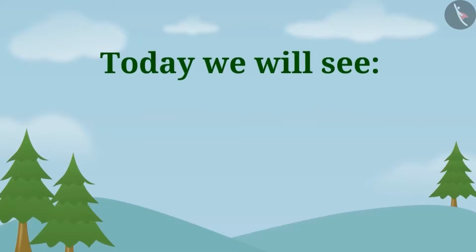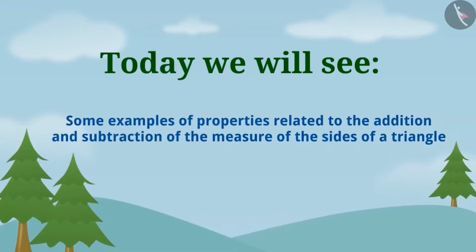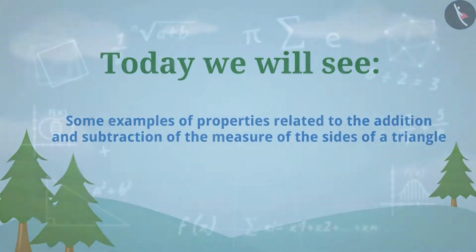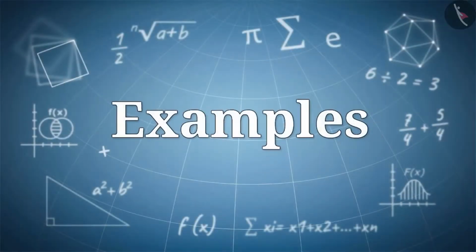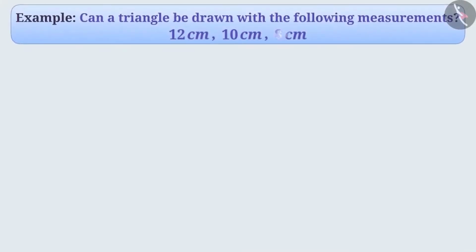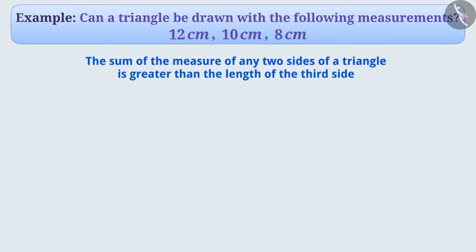Today we will see some examples of the properties related to the addition and subtraction of the measure of the sides of a triangle. Can a triangle be formed with the following measurements? We know that the sum of the measure of any two sides of a triangle is greater than the length of the third side. Let's use this understanding here.